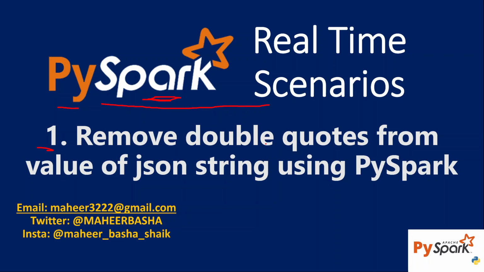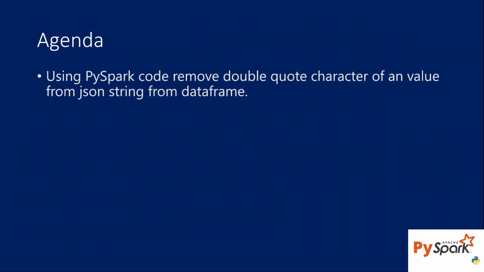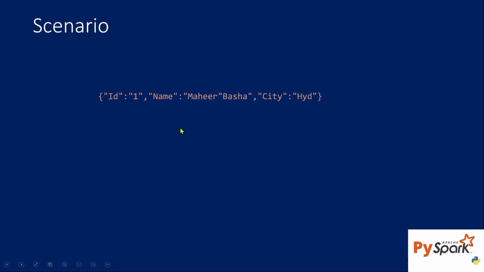So let's try to understand the first scenario, what we are trying to achieve here. If you closely observe, this here is a JSON, right? Let's assume this JSON data is available inside a column of the data frame. Now, if you closely observe, this name is a key and for this key, Mahir Basha is a value, but this value contains a double quote in the middle. So we need to use PySpark in such a way that we can remove this double quote from this JSON string. So let's try to understand how to do that.